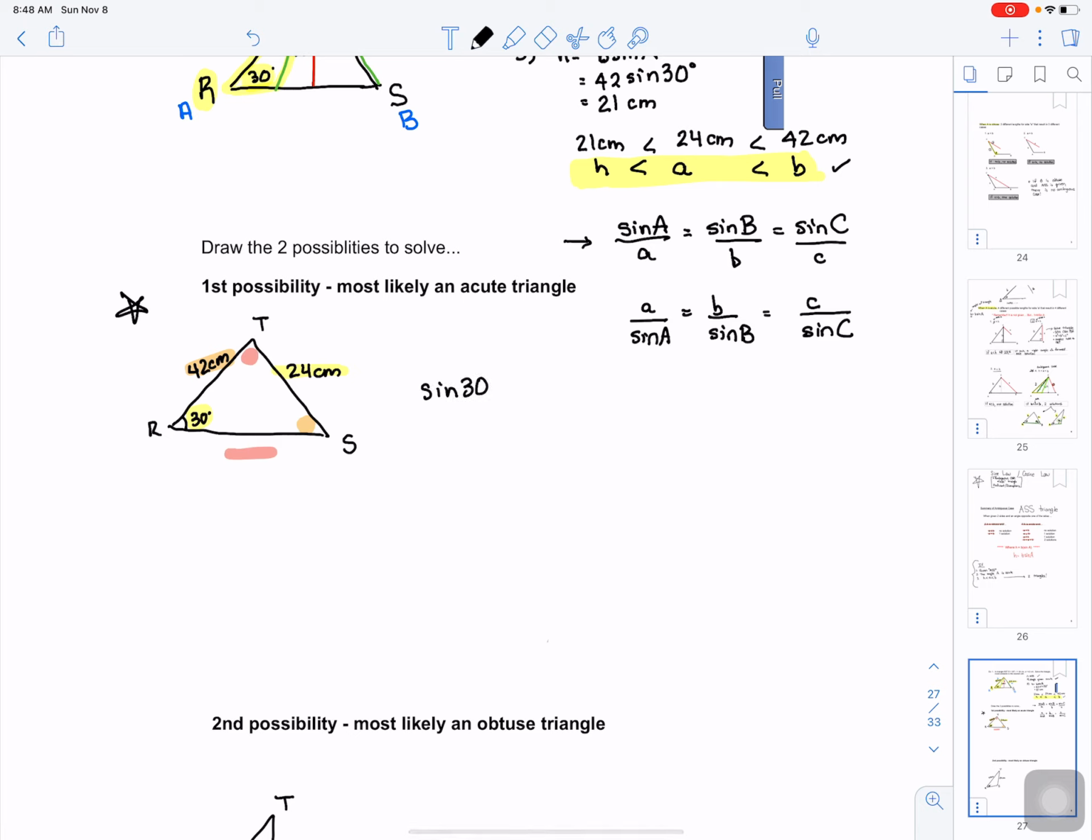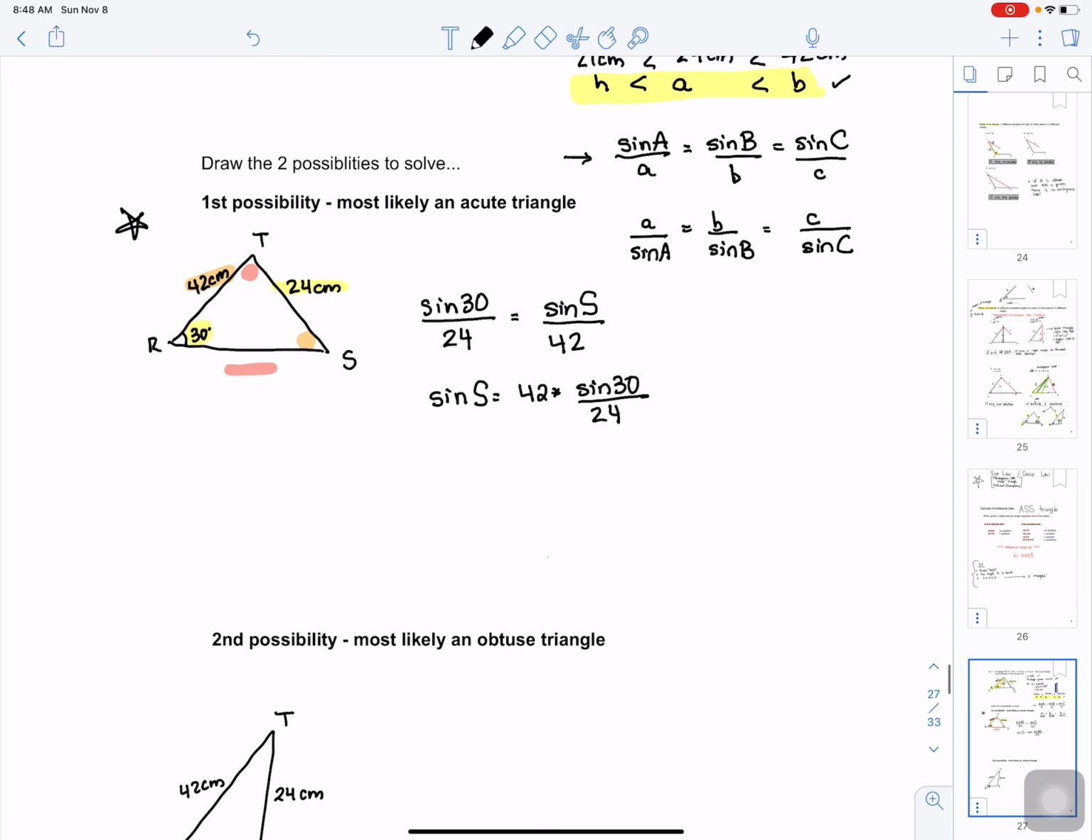Sine 30, sine of an angle over its opposite side. Sine of an angle, which I don't know, S, but I have its opposite side, which is 42. I'm going to go ahead and solve for sine S. So I'm going to multiply both sides by 42. So 42 times sine 30 over 24. And then I want to solve for S, which means I have to get rid of... I'm actually going to get rid of that color. I'm going to do it in orange.